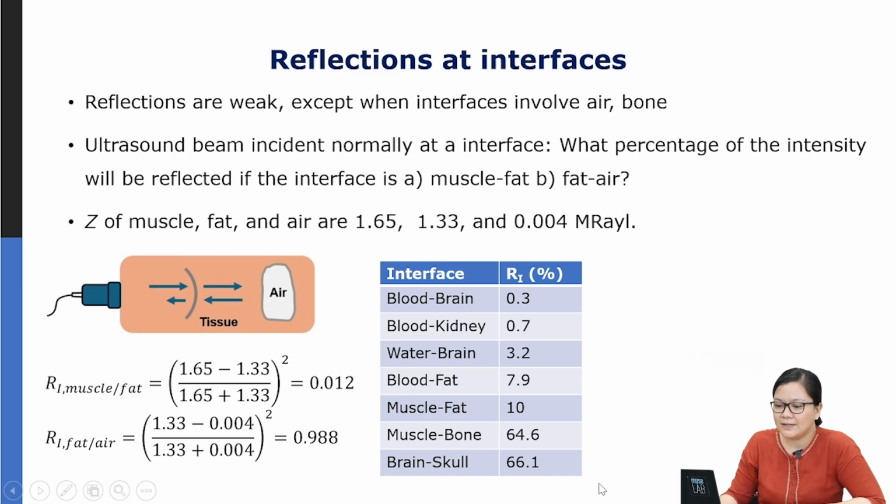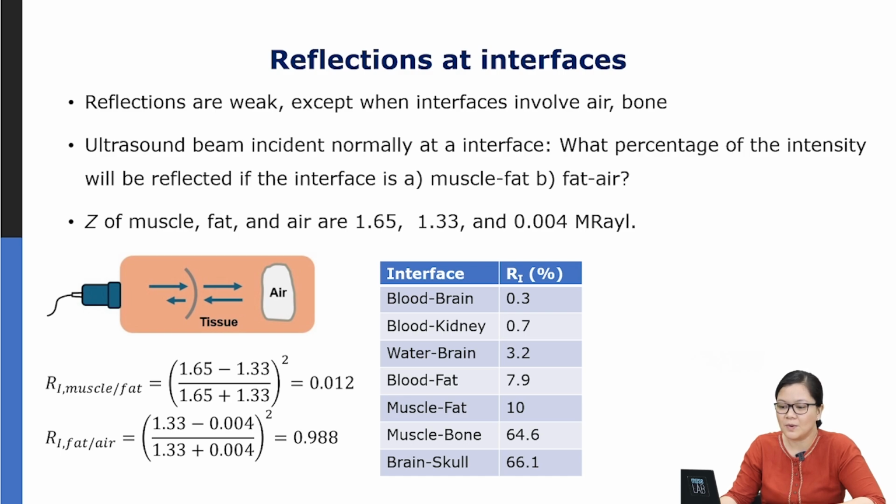And here I have a table of different interfaces and their reflection intensity coefficients, where you can see that blood-brain is 0.3, blood-kidney 0.7. When you talk about water and brain, there's also a substantial amount of reflection intensity coefficient. Muscle-fat, just note that these are in terms of percentages. When you look at muscle and bone here, also a high intensity reflection coefficient, where 100% equals total reflection.